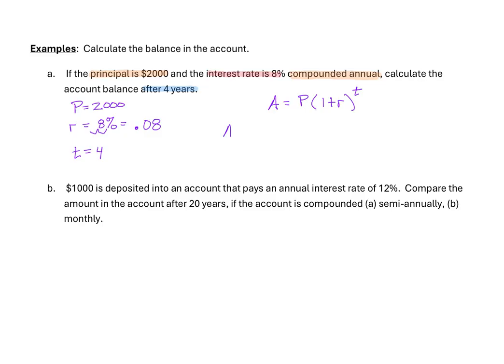All right, we want to go ahead and plug these in. If we plug these in, we get 2,000 times 1.08 raised to the 4. This is now a calculator problem, and so when we plug this in, let me back up a little bit. We have 1 plus 0.08 raised to the 4.